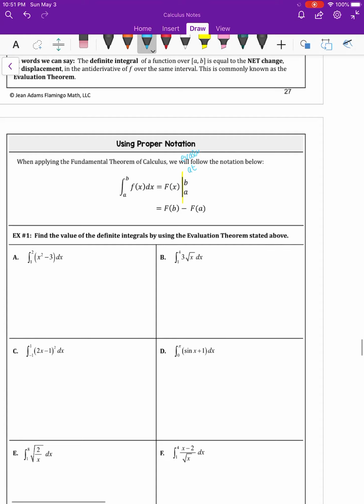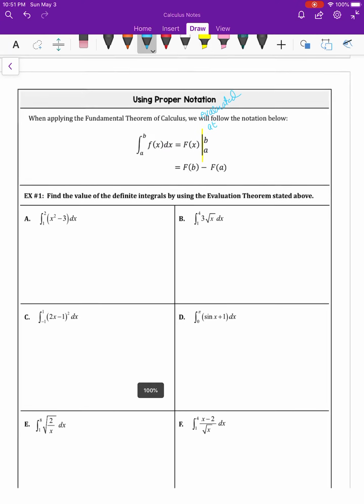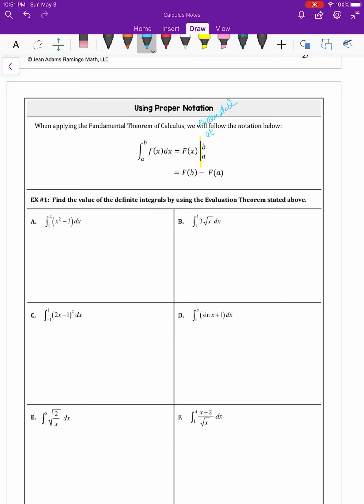Erase that. Sorry about that, guys. It means evaluated at, a to b. And then our rule is the evaluation at the top minus the evaluation at the bottom, okay? That vertical line means evaluated at. All right, example number 1.